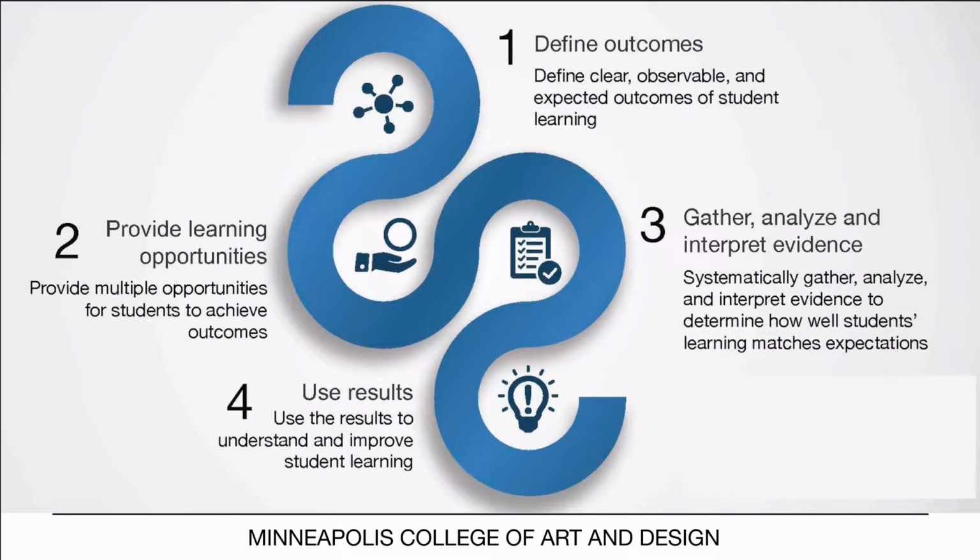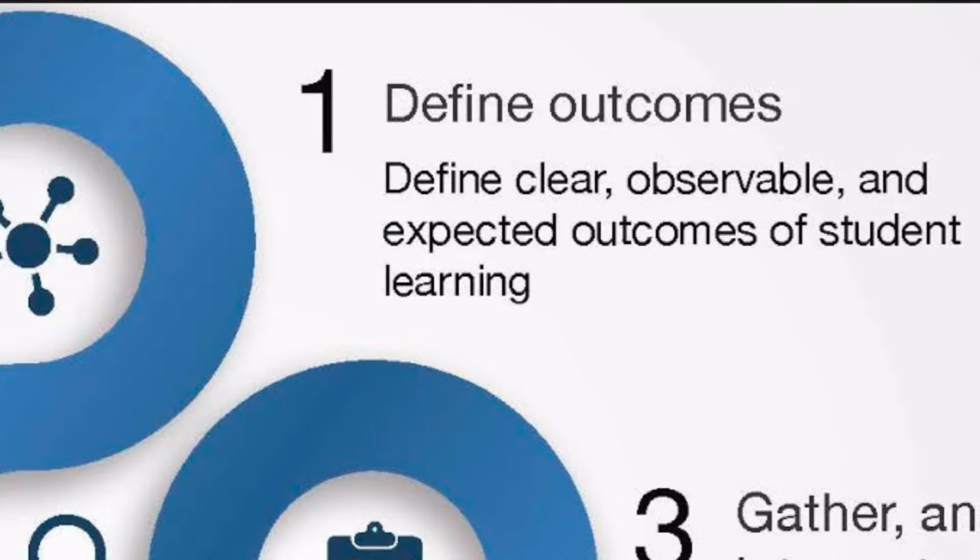Assessment usually has been described as a 4-step process. First, you define the outcomes of the course. And remember, outcomes are what students should know and be able to do by the end of a course. So you want to define clear, observable, and expected or realistic outcomes of student learning in your course.